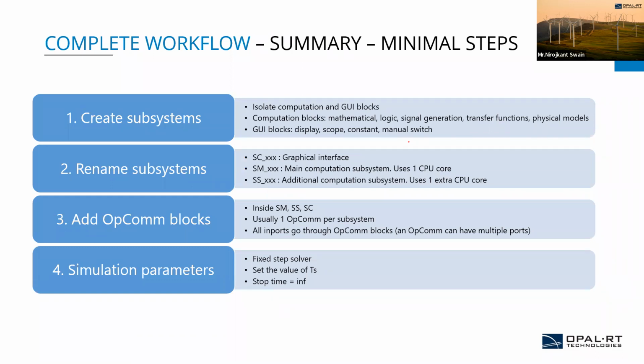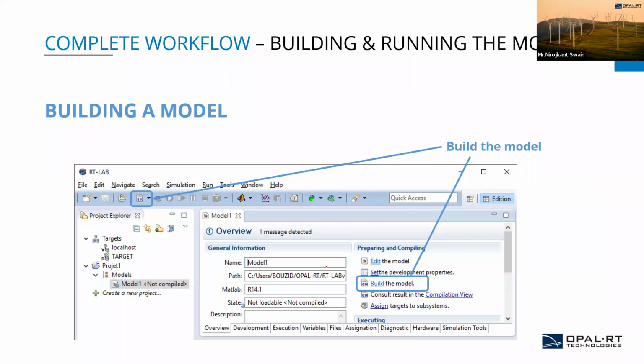What to do? First is create subsystem. Second is rename subsystem, like SC, SM, SS. Third one is add the outport blocks inside SM, SS, SC. Then fourth one is solver: fixed solver, set the value of TS, and stop time should be infinity. The next procedure is build the model. Build means your model will be converted to C code.